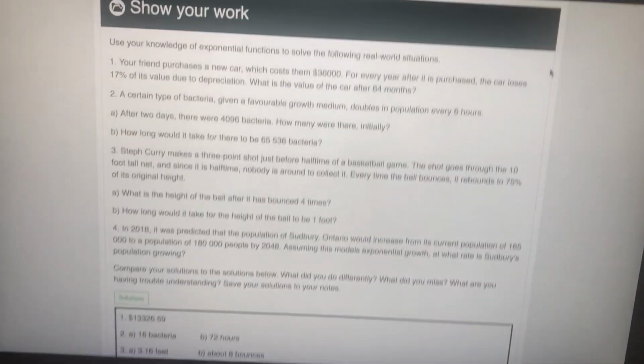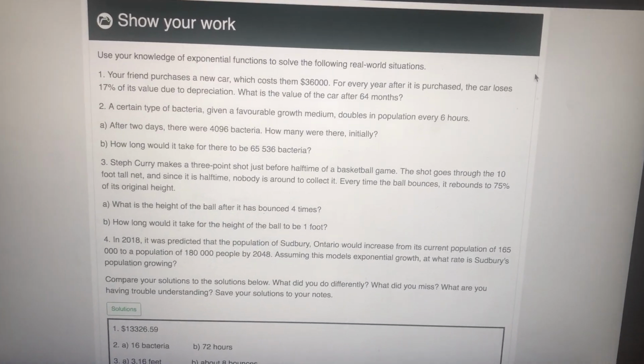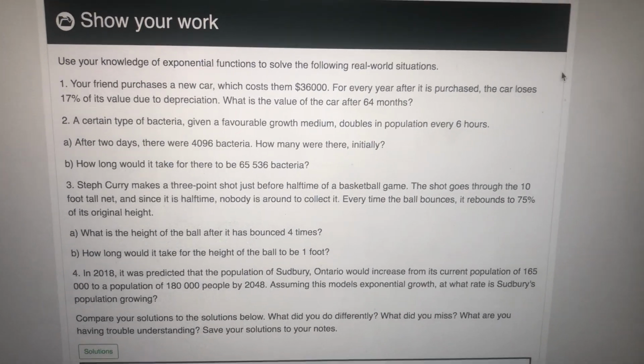Okay, I'm going to work through the applications of exponential functions, the show your work questions. So we'll start off with question 1.